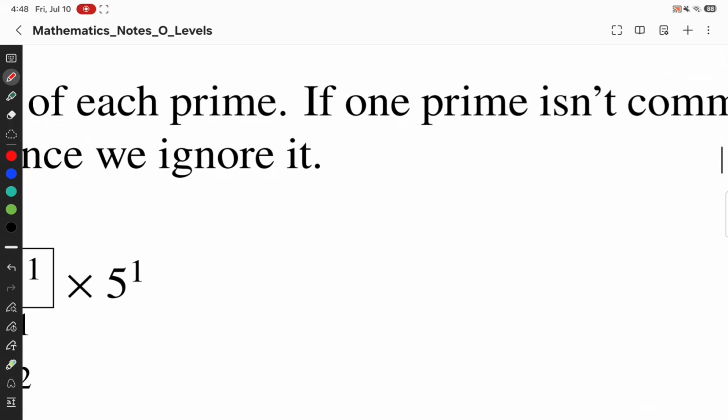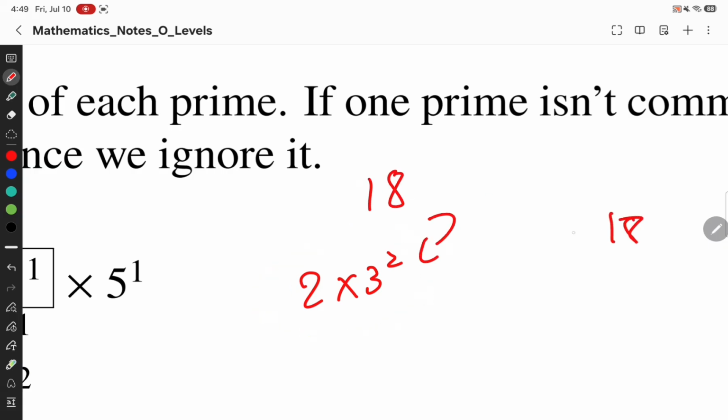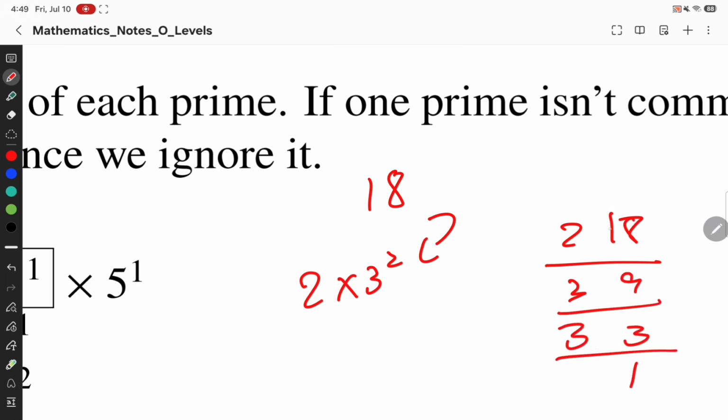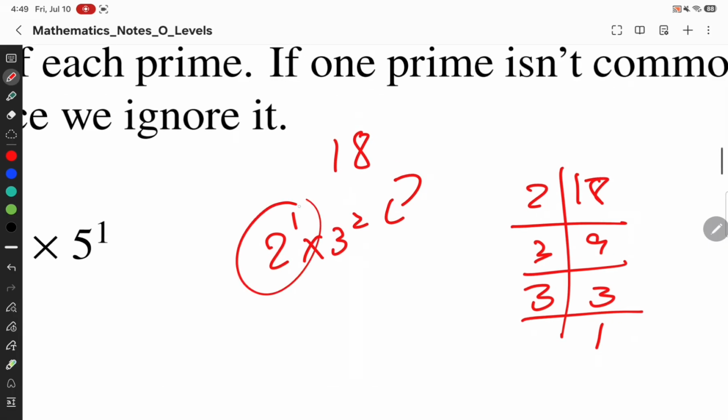If it asks you to prime factorize 18, you will write 2 times 3 to the 2, because it is the prime factorization of 18. You get 18, 2, 3, 3, 9, 3, 1. So we have 1, 2 and 2 3's. 2 to the 1, we can ignore the 1. Okay, we do not need to write the 1 power.